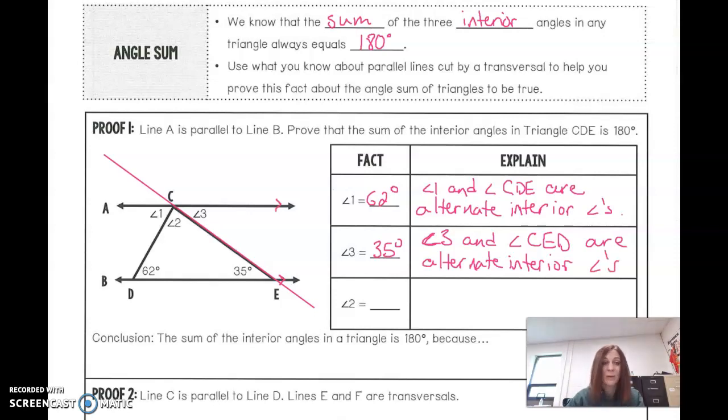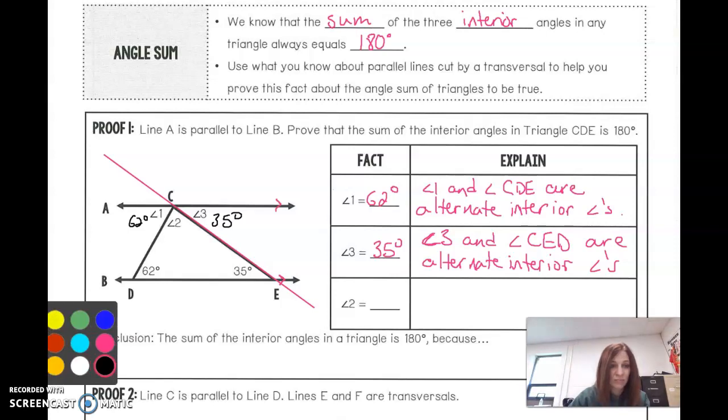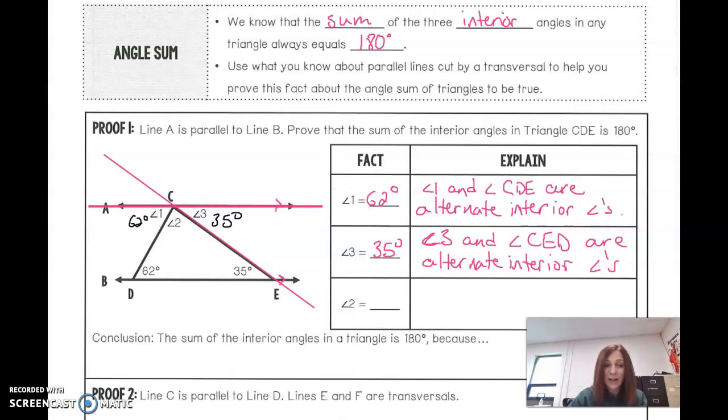So now here's what we know. We know that angle 1 here is 62 degrees. We know angle 3 here is 35 degrees. So what do we know about angle 1, 2, and 3? They are a straight line, and straight lines have to add to 180 degrees.